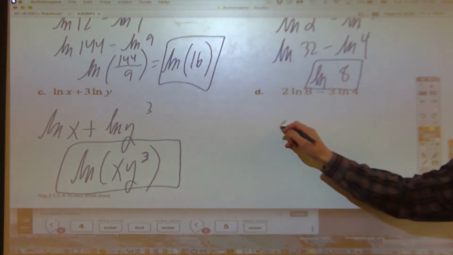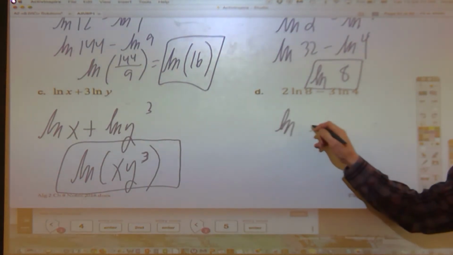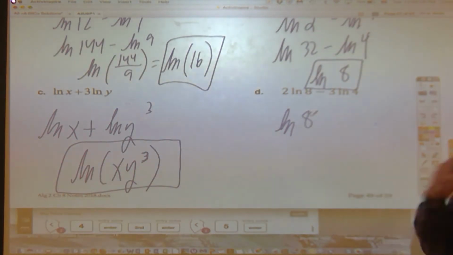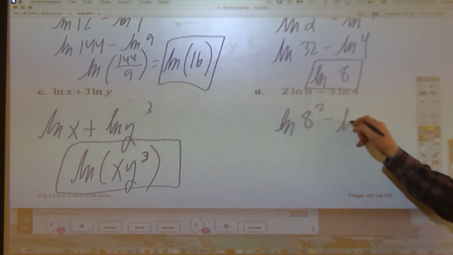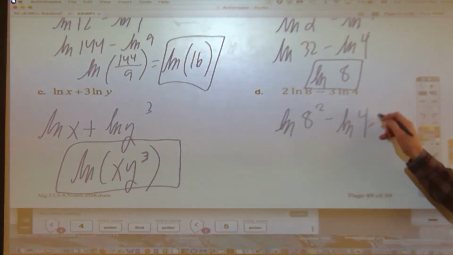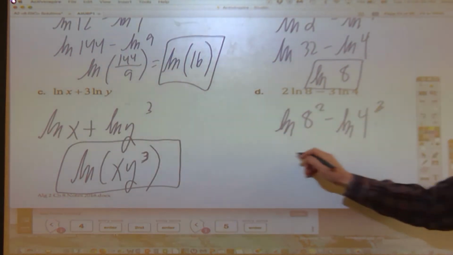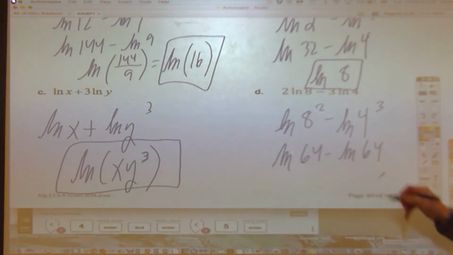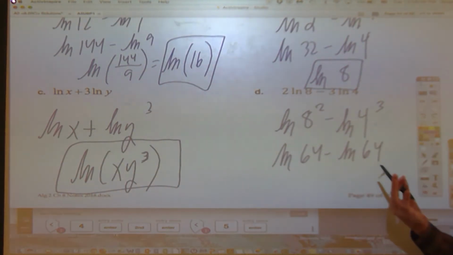Well, you would write natural log of 8 squared minus natural log of 4 cubed. Good. So 2 and 3 are exponents. Notice that 8 squared and 4 cubed are both 64. So when you look at the problem in this format, it seems like the answer has got to be 0.